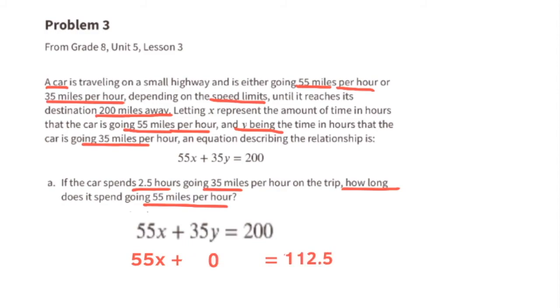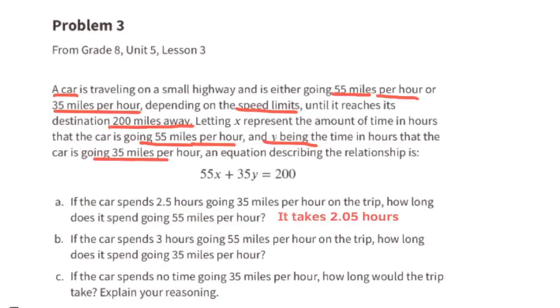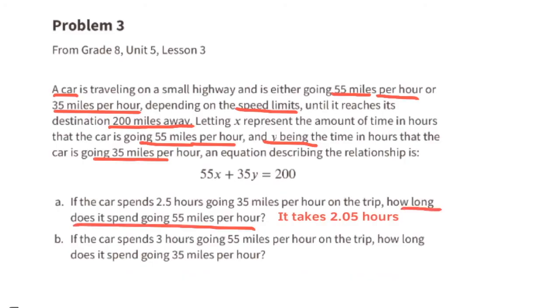To find the value for x, we need to divide both sides by 55. 55x divided by 55 equals 1x, or x, and 112.5 divided by 55 equals 2.045, which is approximately 2.05. So 1x equals 2.05 hours. Since x represents the amount of time driven at 55 miles per hour, then the car travels 55 miles per hour for 2.05 hours.